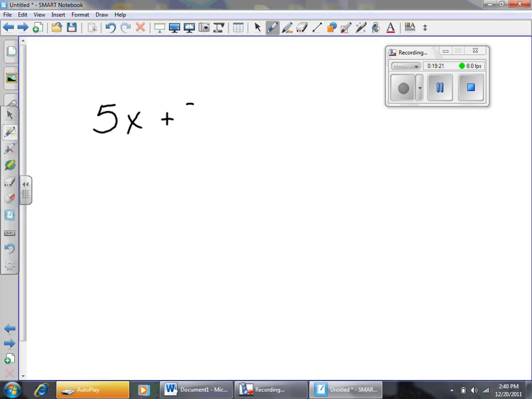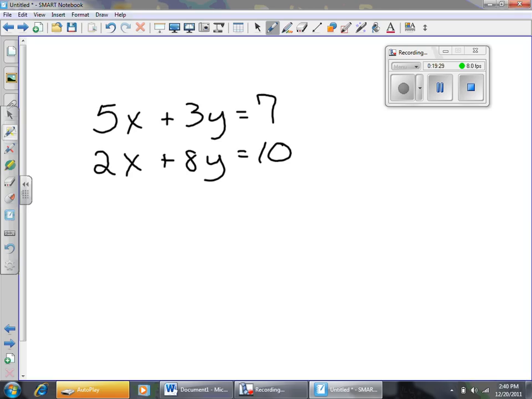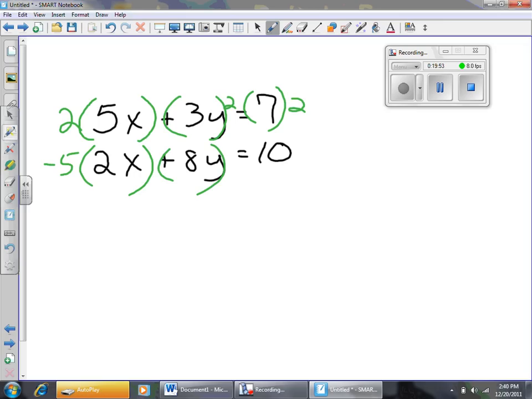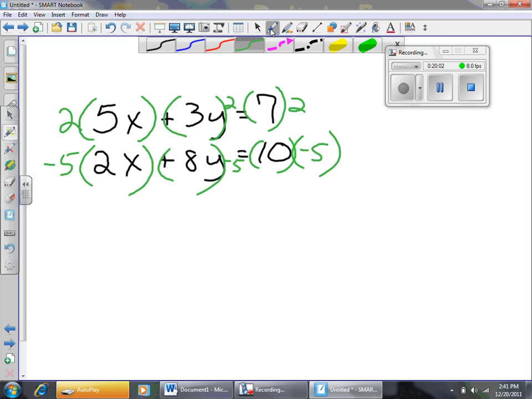5x plus 3y equals 7, and 2x plus 8y equals 10. I'm not actually going to do this whole problem, but I want you to look at it. Look at those coefficients. Okay? None of them are multiples of each other. So what I could do on this one is multiply the top equation by 2, and then the bottom equation by -5. Why the negative? Because it'll allow me to get opposite signs. Remember, I want the coefficients to match, but have one sign be positive and the other be negative.